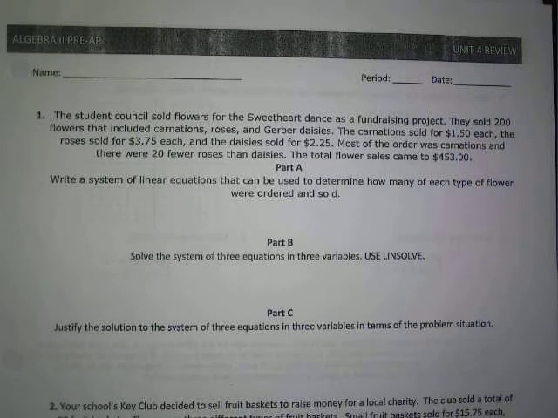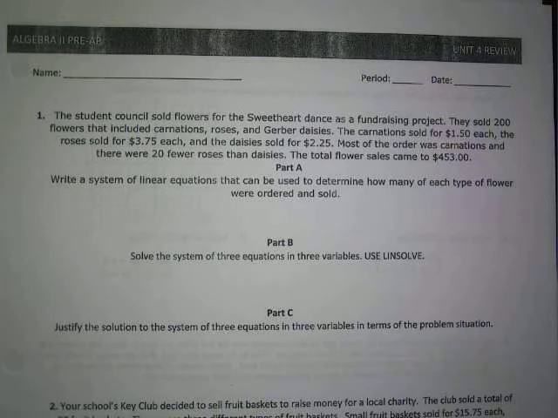Number 1, the student council sold flowers for the Sweetheart Dance as a fundraising project. They sold 200 flowers that included carnations, roses, and daisies. The carnations sold for $1.50, the roses sold for $3.75, and the daisies sold for $2.25. Most of the order was carnations, and there were 20 fewer roses than daisies. The total flower sales came to $453.